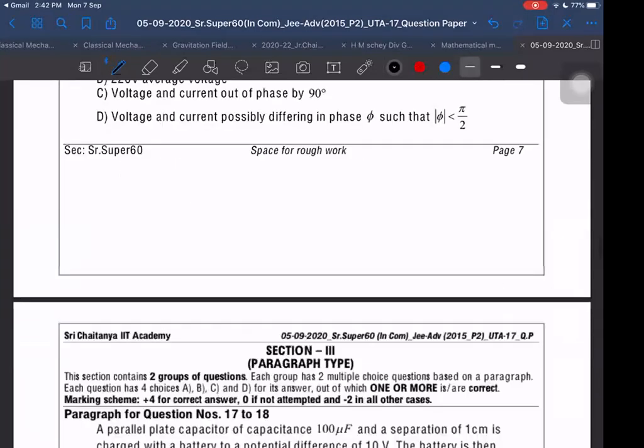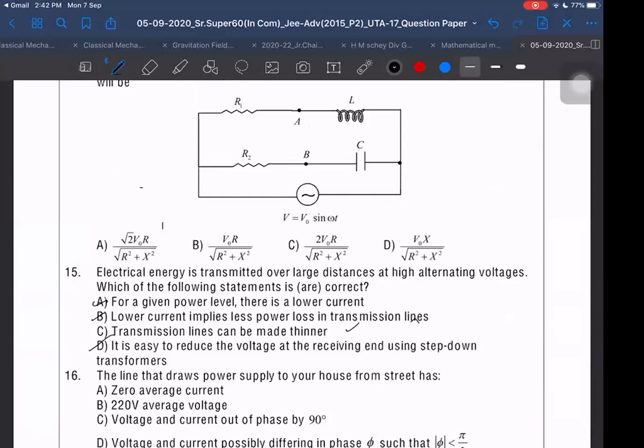Where is that C? Again, let me read. Transmission lines can be made thinner. A single transmission line we are already making into several small thinner parts. I think we probably cannot make it further thinner. We are already trying to reduce the thickness of each small part as much as possible and then collecting several such thinner wires together to make a single bigger wire. That we are doing because of AC.